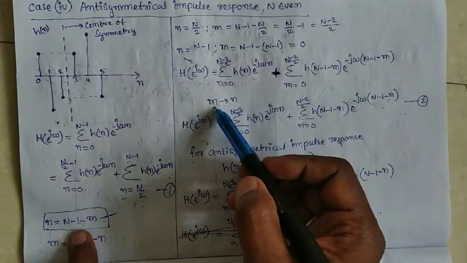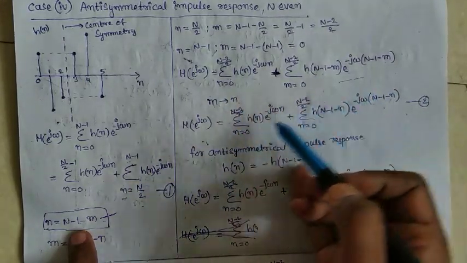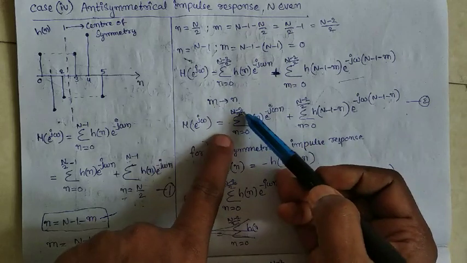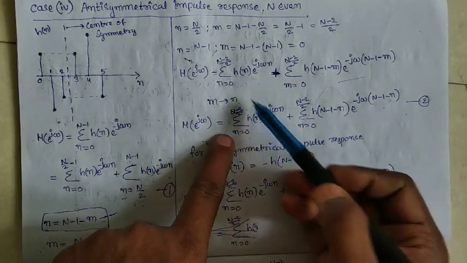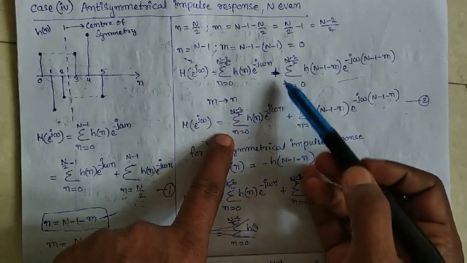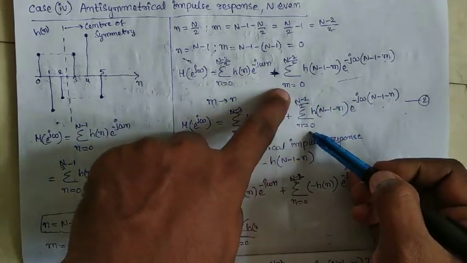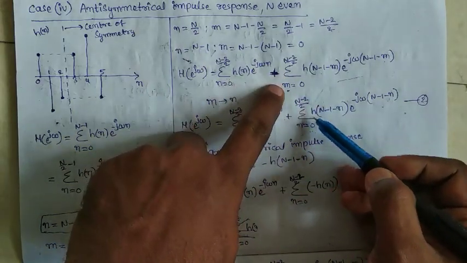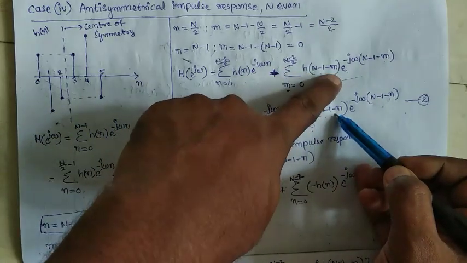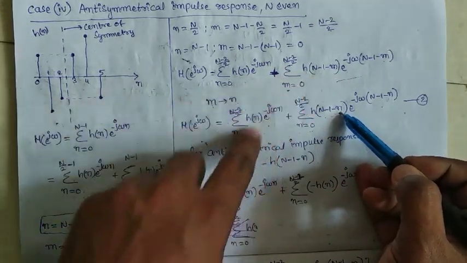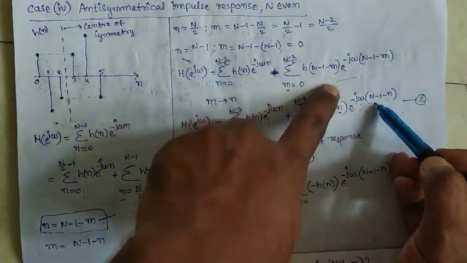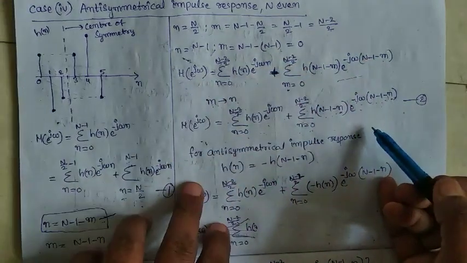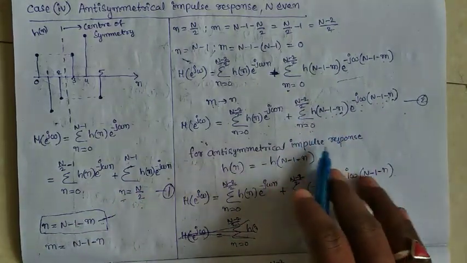Then we are changing m to n in the second summation. H of e power j omega is equal to summation n is equal to 0 to (N minus 2) by 2 of h of n e power minus j omega n, plus summation n is equal to 0 to (N minus 2) by 2, replacing m by n, of h of (N minus 1 minus n) e power minus j omega (N minus 1 minus n). This is for the anti-symmetrical impulse response.